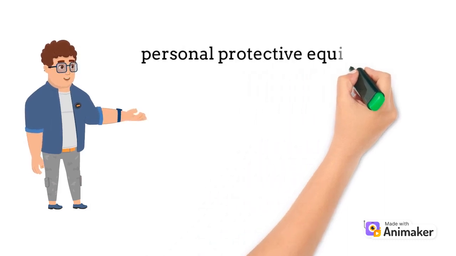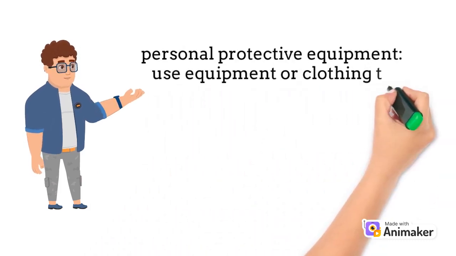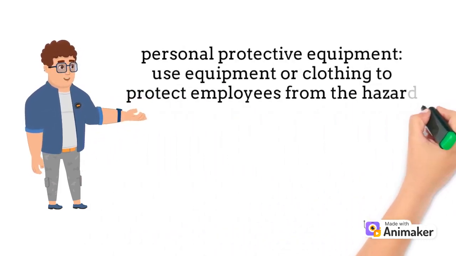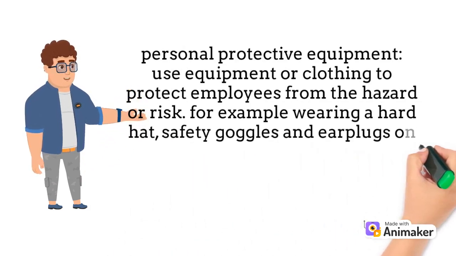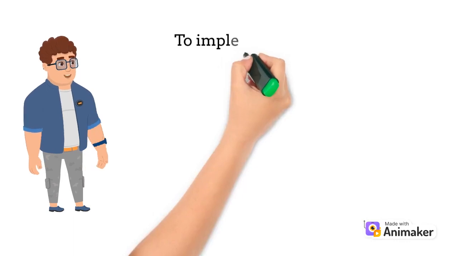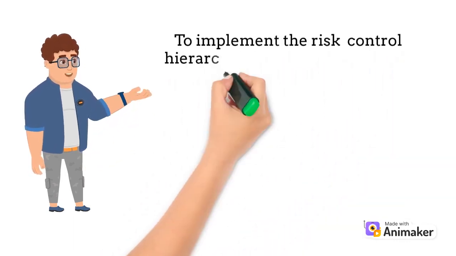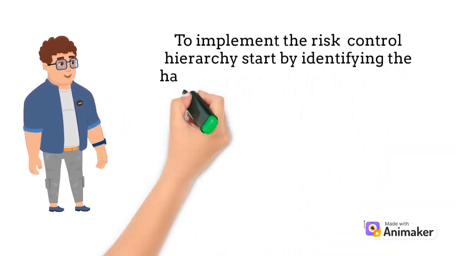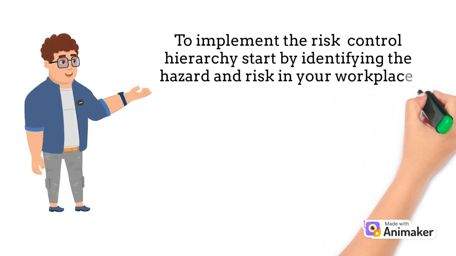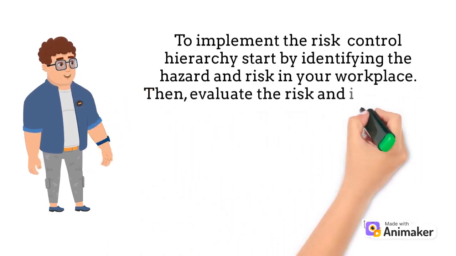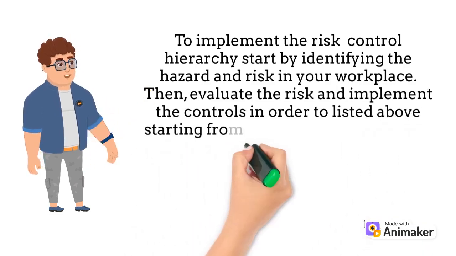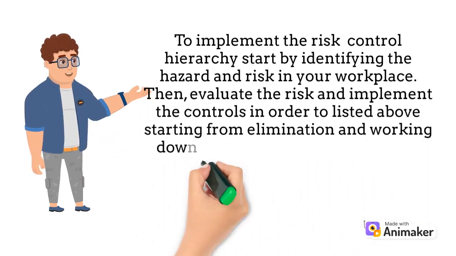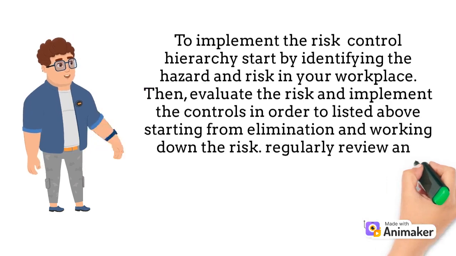Personal protective equipment: use equipment or clothing to protect employees from the hazard or risk. For example, wearing a hard hat, safety goggles, and earplugs on a construction site. To implement the risk control hierarchy, start by identifying the hazards and risks in your workplace. Then, evaluate the risks and implement controls in the order listed above, starting with elimination and working down the list.